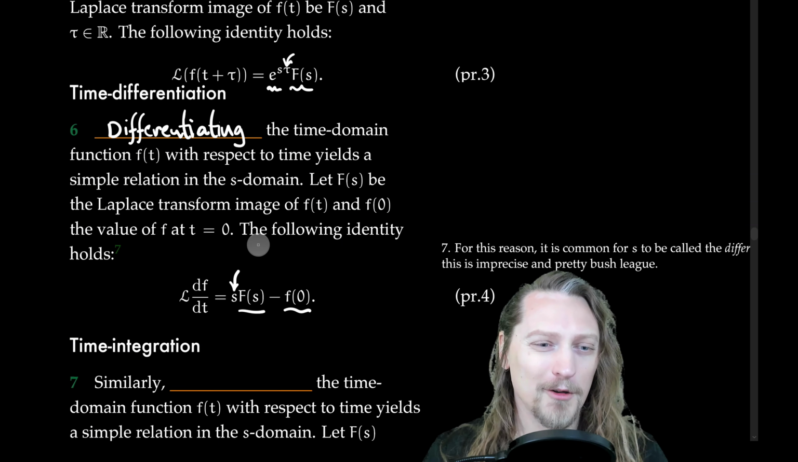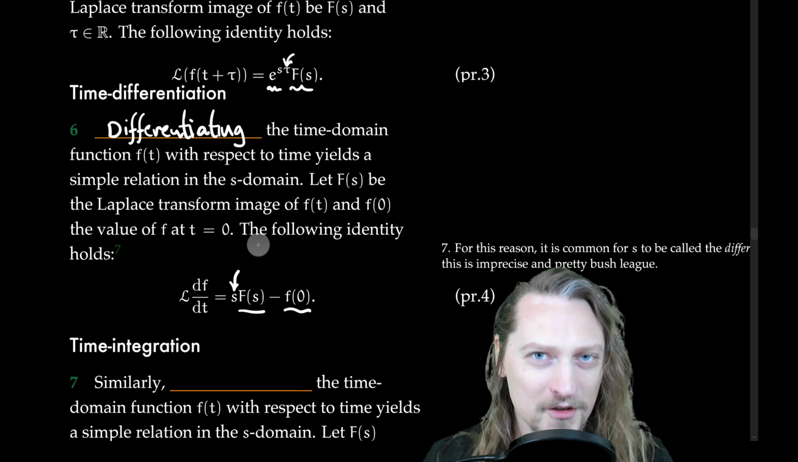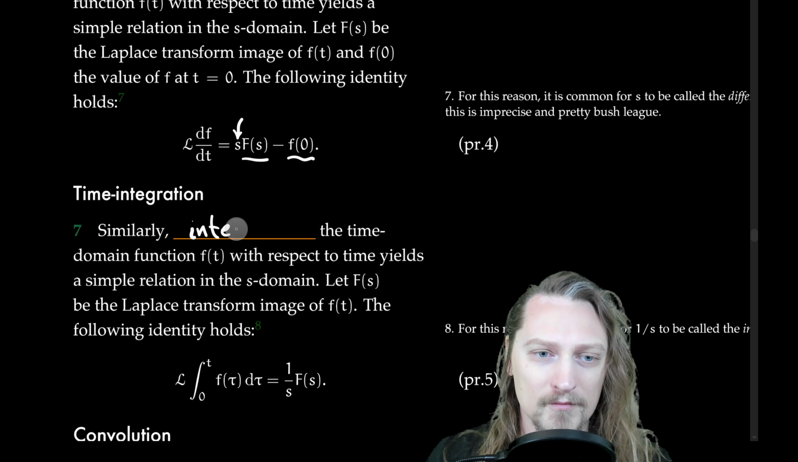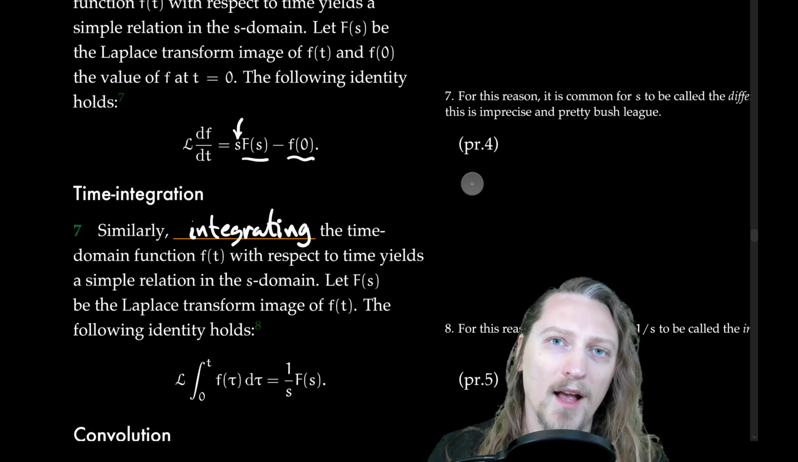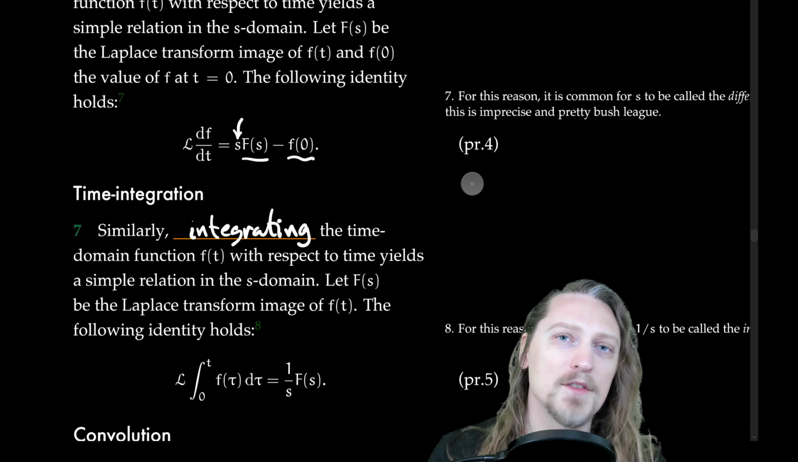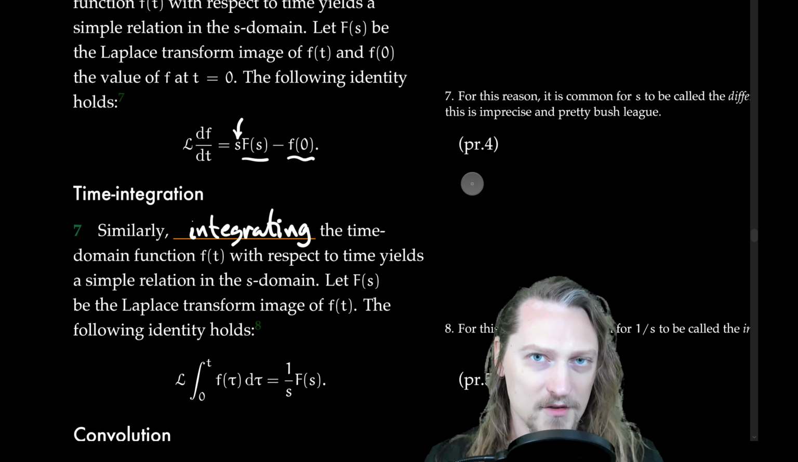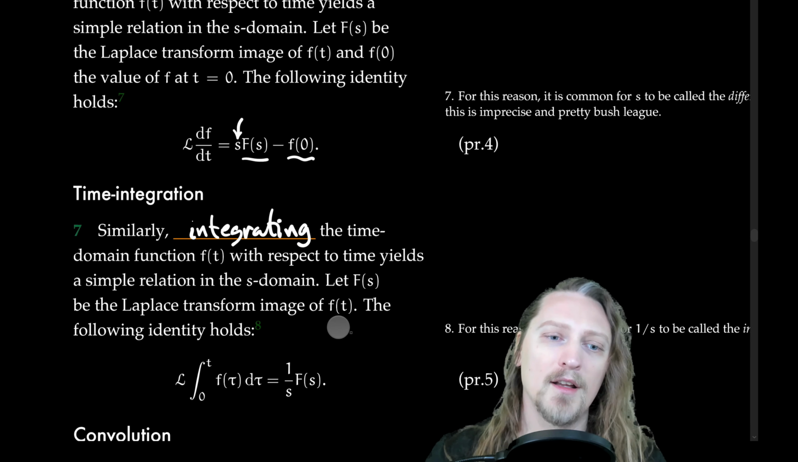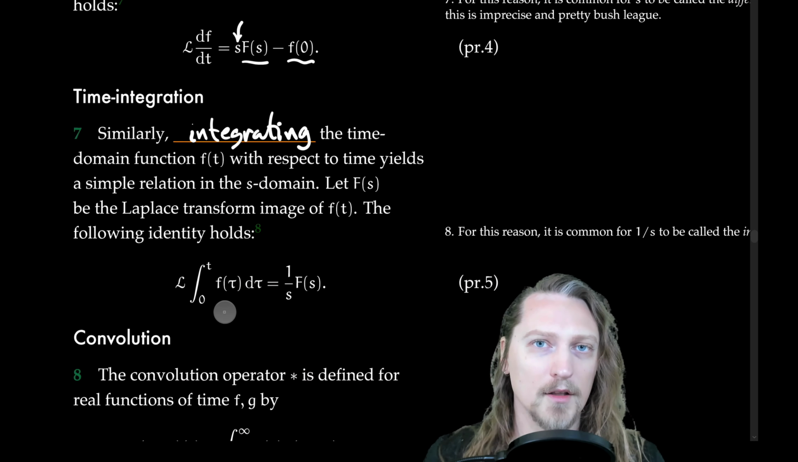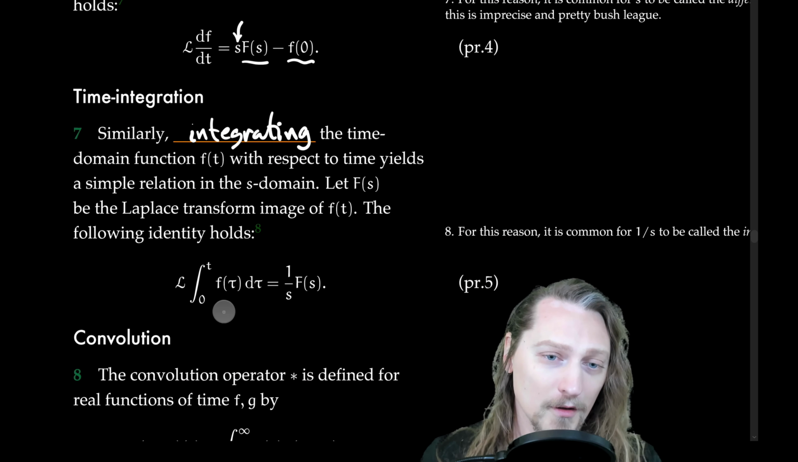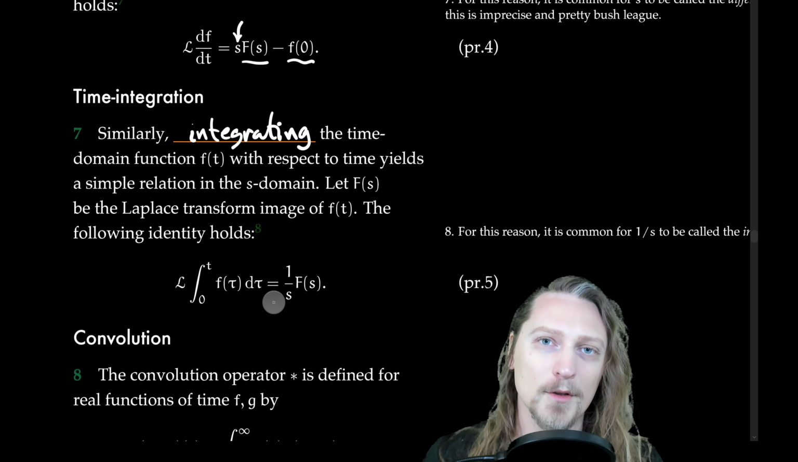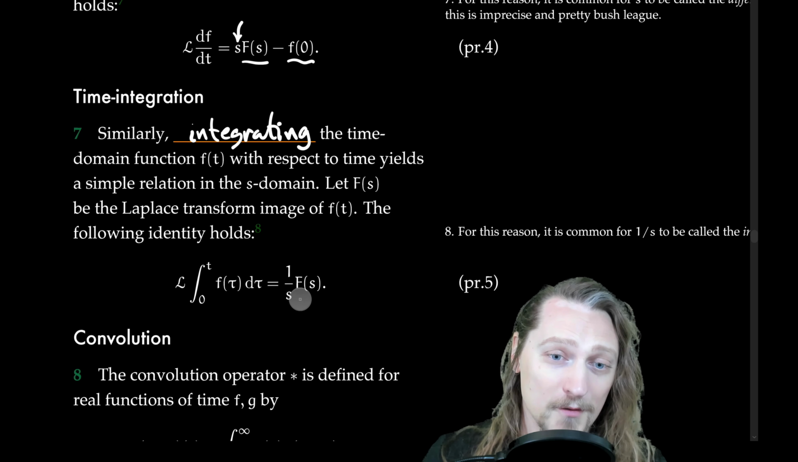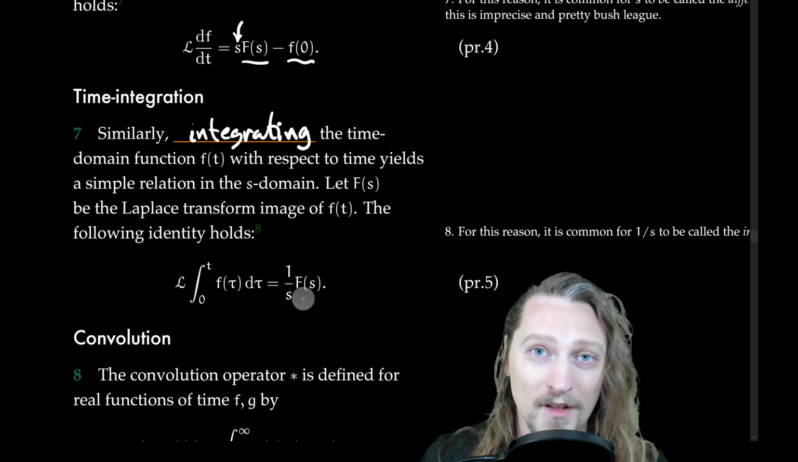Okay. So, time integration. Similarly, integrating the time domain function f of t with respect to time yields a simple relation in the s domain. Let F of s be the Laplace transform image of f. The following identity holds. The Laplace transform of the integral of f is equal to 1 over s times the Laplace transform of f before it was integrated.